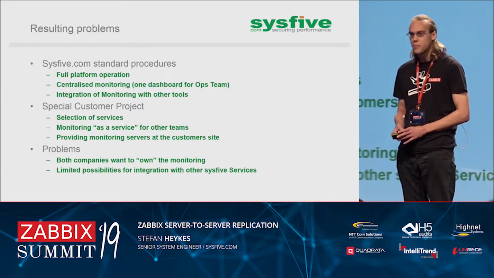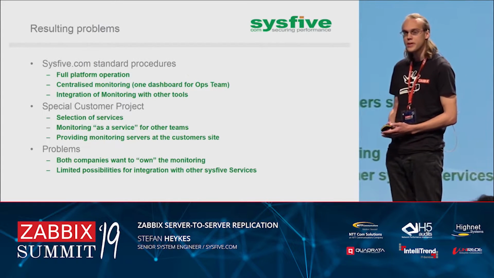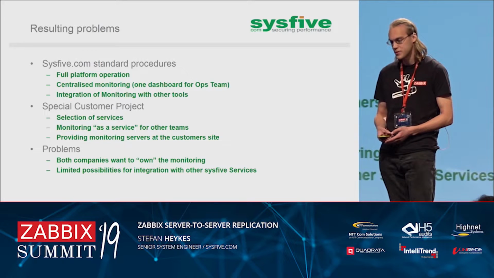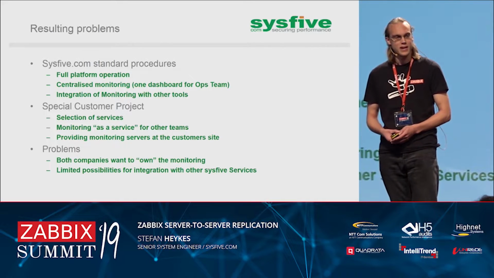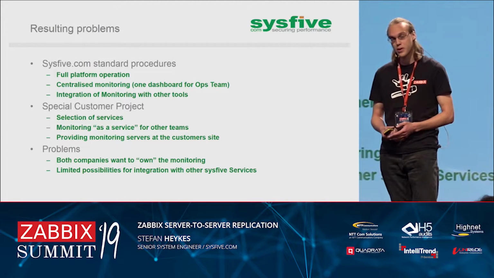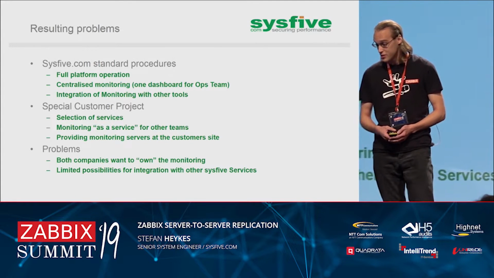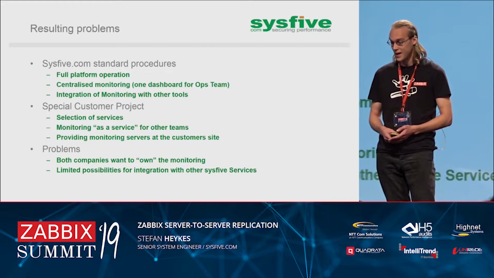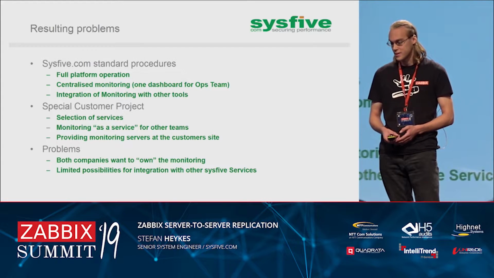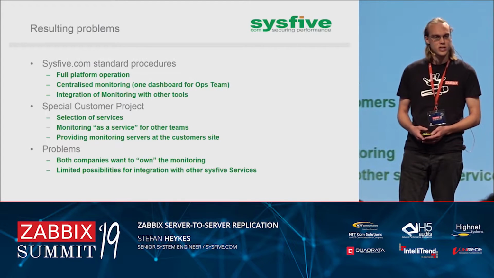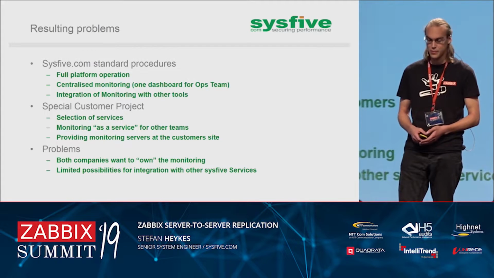And that results in some problems with our usual workflow, because usually we do the full platform operation, just everything that is there, sometimes from bare metal or the cloud down to the application service and the application itself, providing everything they need, including, of course, the monitoring. We have a centralized monitoring system, one Zabbix server, basically for all our customers, so that we have one dashboard for our ops team, where we have all problems in one place. And we also integrated the Zabbix monitoring with other tools we have, like a ticket system and stuff like that, so that we can really work smoothly with it.